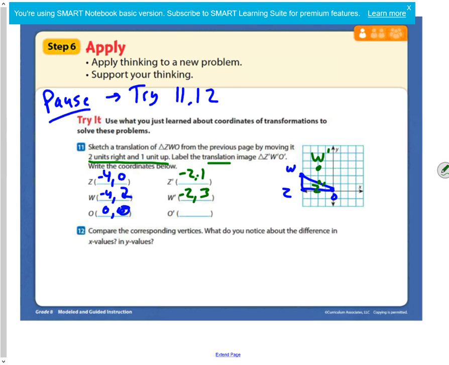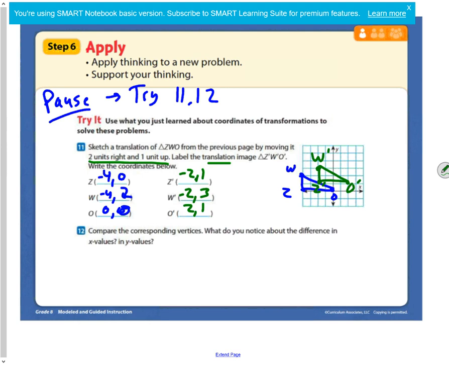And my O would go 2 to the right and 1 unit up. And that would give me the point 2, 1. So right here, 2, 1 would be O prime. So I got my new triangle right there. And again, you should notice it's the same shape, same size. It just moved a little bit.